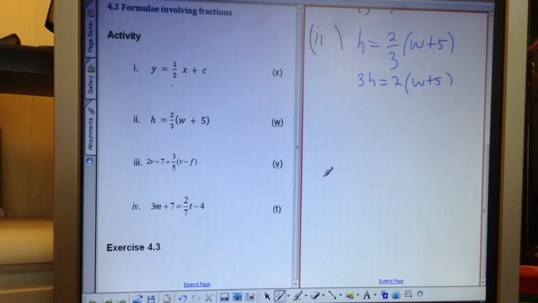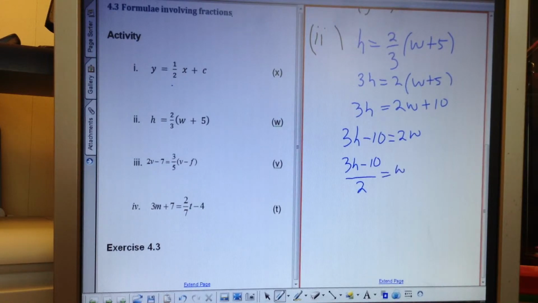We can then expand the right hand side to get 2w add 10. It means 3h equals 2w add 10. But we want w, so we're going to have 3h minus 10 equals 2w. We then divide by 2 to get 3h minus 10 over 2 equals w. Therefore, our w is 3h minus 10 over 2.